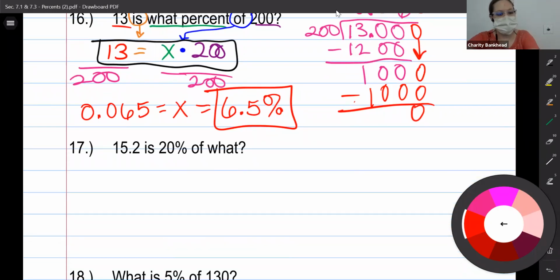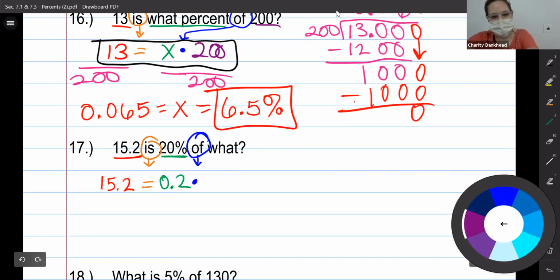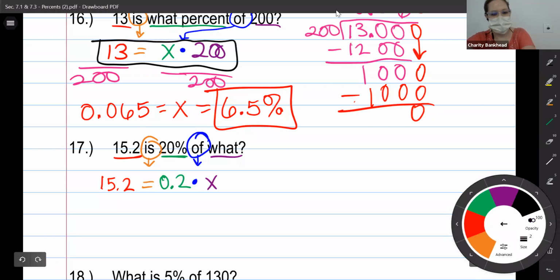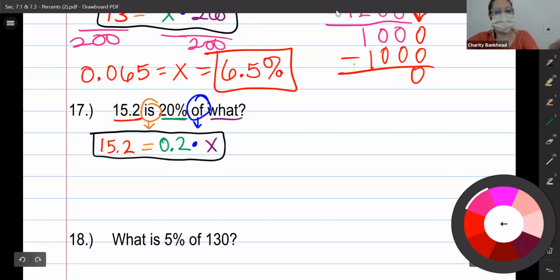All right, number 17 says 15.2 is 20%. So that's the same as 0.2 of what? So my equation is 15.2 equals 0.2 times X. So to solve that equation, I have to divide both sides by 0.2.